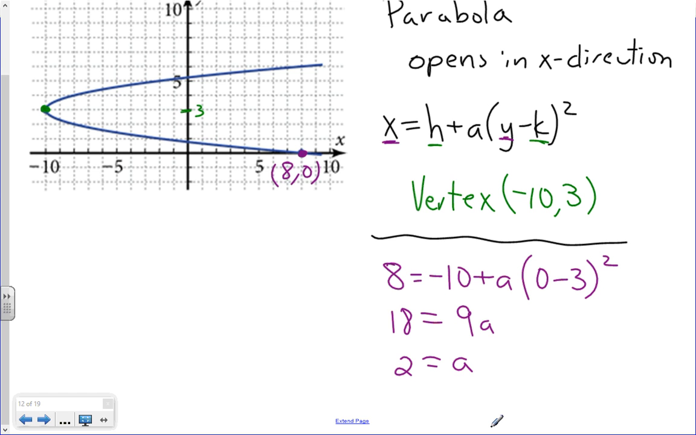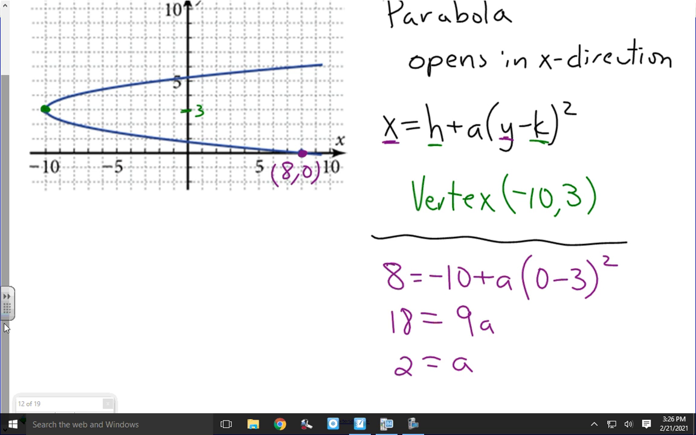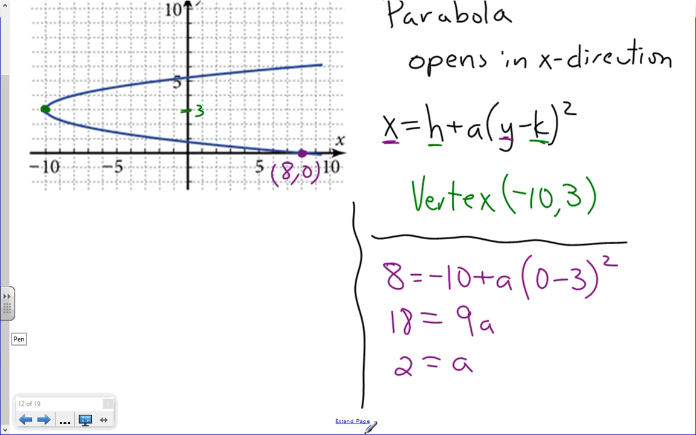So there we go. We've got everything we need to write our equation. Let's write our equation here. Put that over here on the left again underneath the graph. So just write the equation and plug in the values of h and k and a, and we've got ourselves the equation of this parabola. X is equal to negative 10 plus the value of a we said was 2 times y minus k, which is 3, squared. There is our equation of that parabola with a vertex at negative 10, 3, opening up to the right.